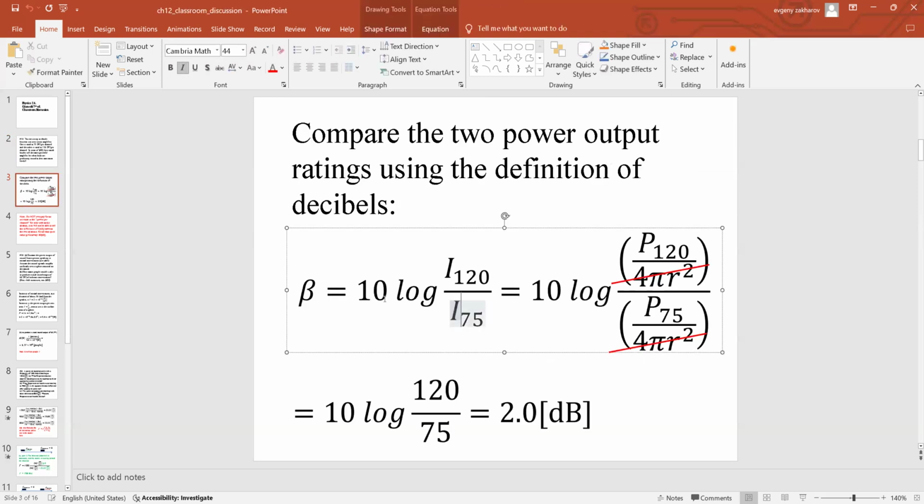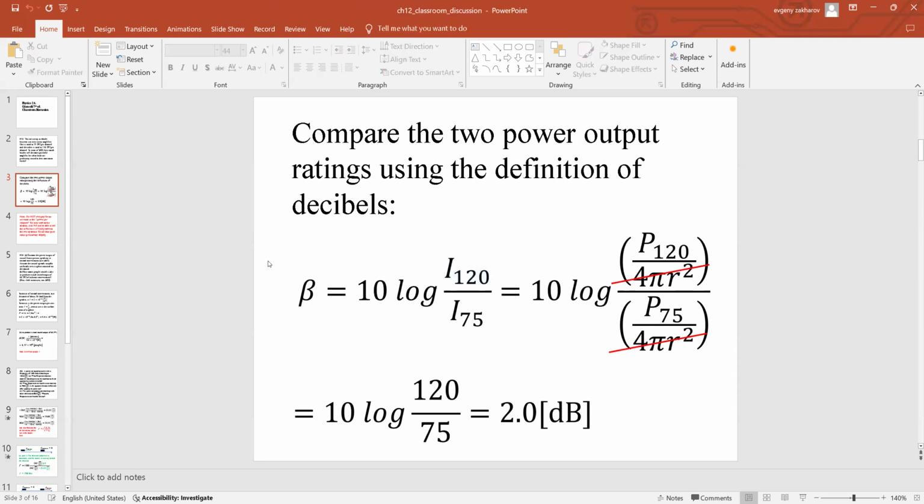The formula for conversion from intensity to loudness is shown here. And basically, we are comparing the two intensities that will be created from a sound system with 75 watts versus the intensity that will be produced by 120 watts amplifier. So it's 10 times the log. It's not natural, it's just log base 10, I believe. And you have 120 versus 75 for the intensity.